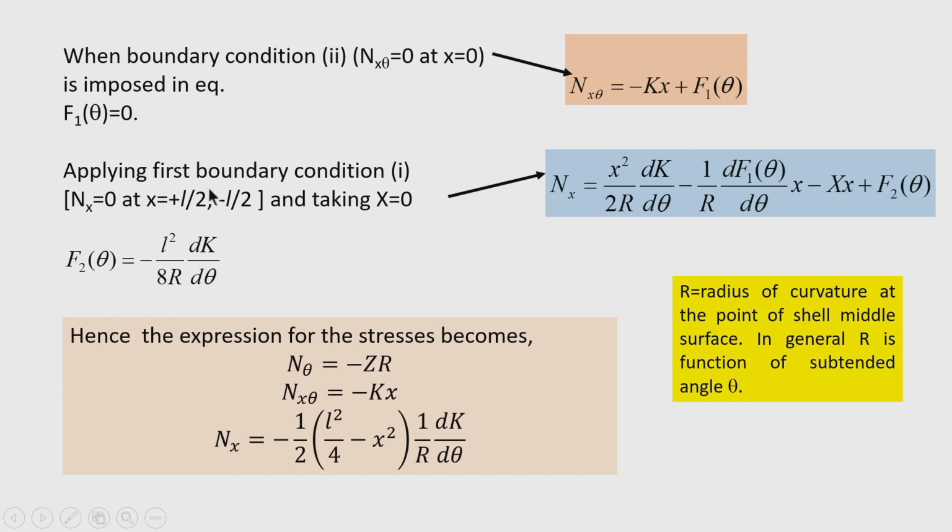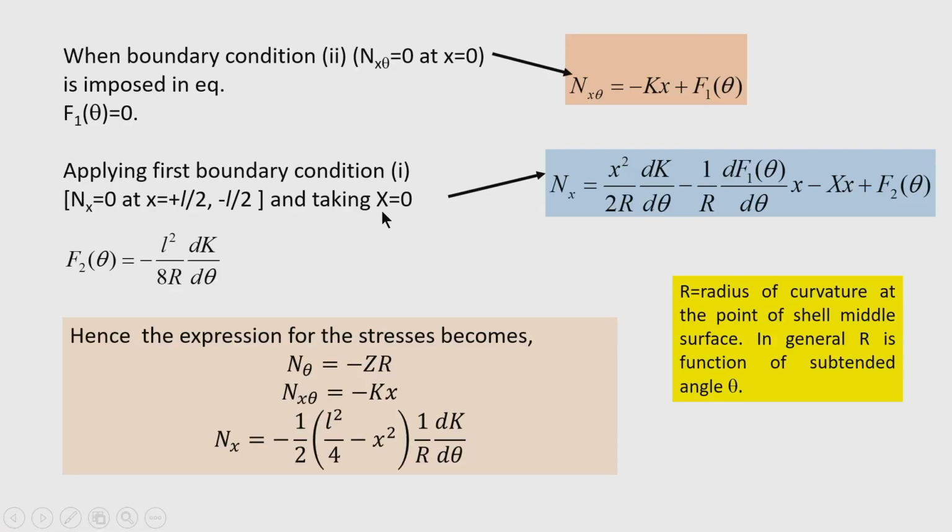Applying the second boundary condition on n x theta. The first boundary condition was on n x, the longitudinal stress, which is 0 at x equal to plus L by 2 and minus L by 2, and taking the component of the load along the longitudinal direction, capital X, equal to 0. We now put x equal to L by 2 here and evaluate f 2 theta.